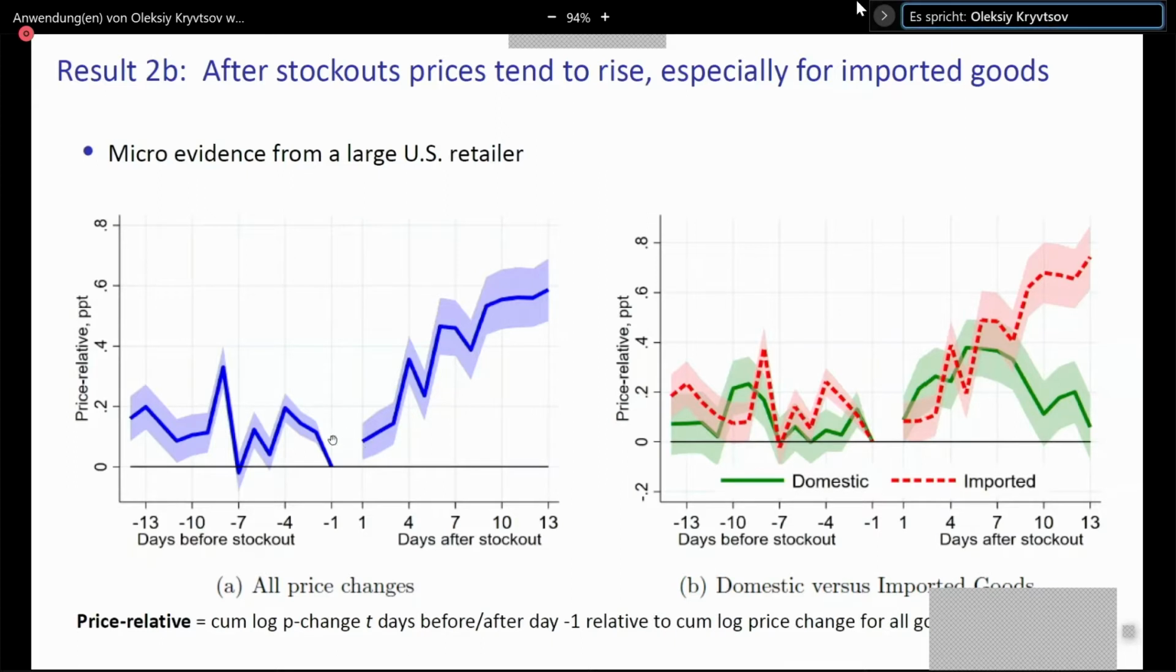What you see here is that after a stockout, prices tend to go up shortly after, within two weeks or so. Most of this upward trend has to do with adjustments of prices for imported products versus domestic products, which, even though they go up shortly after a stockout, tend to normalize in the second week. So stockouts at the product level are associated with ensuing inflation, especially for imported products.